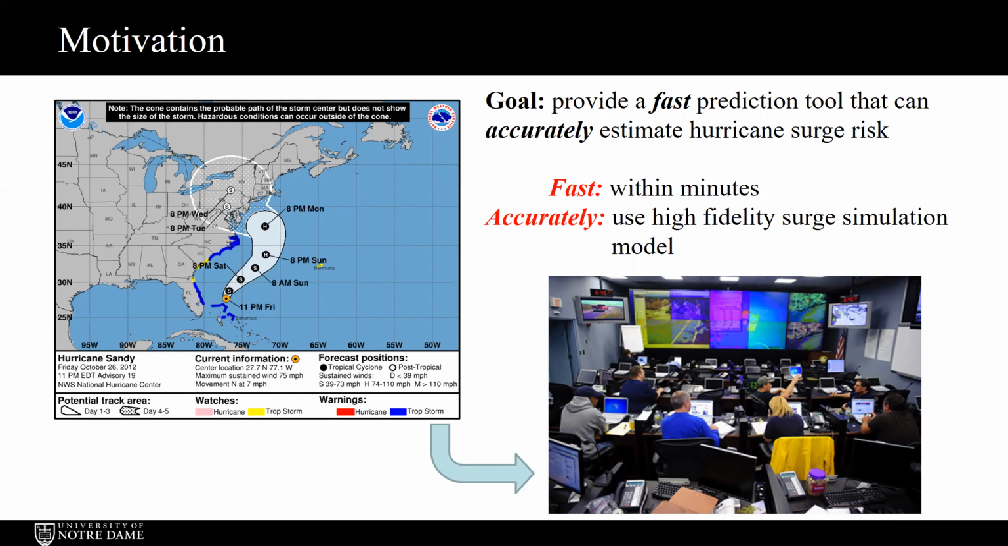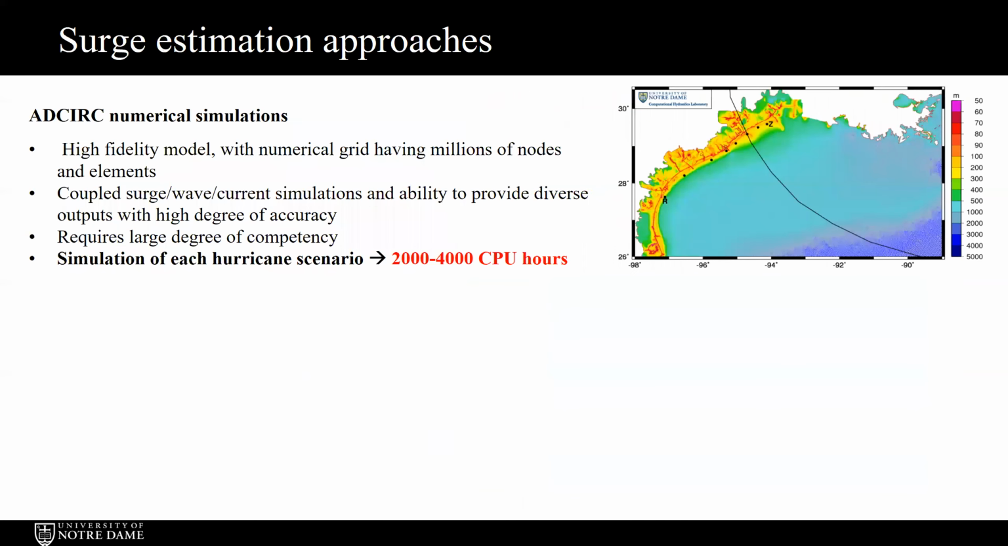impact their regions. Now, the good news in these objectives that we have is that we have high fidelity simulation models like AdCirc that can provide highly accurate surge estimates, though unfortunately they have a significant computational burden. So we do satisfy the accuracy requirements, but we violate the speed. Also, these models require some degree of substantial competency to run them, which further reduces their utility within the setting that we are interested in.